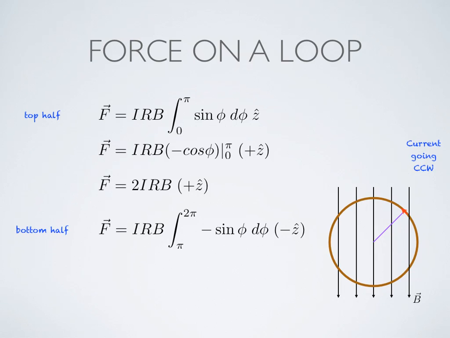My integral now goes from pi, from the 9 o'clock position, to 2 pi, back to the 3 o'clock position. So when I do this integration, negative sine phi gives me cosine phi. 2 pi gives me a cosine equal to 1, and pi gives me a cosine equal to negative 1, so I subtract those and I get 2IRB, but now in the negative z hat direction, into the screen.